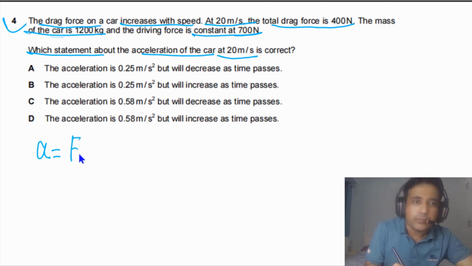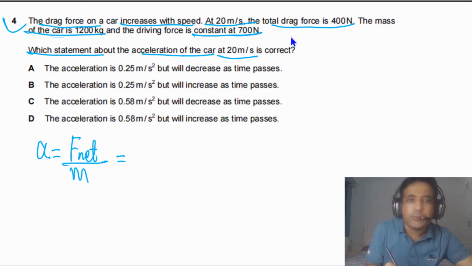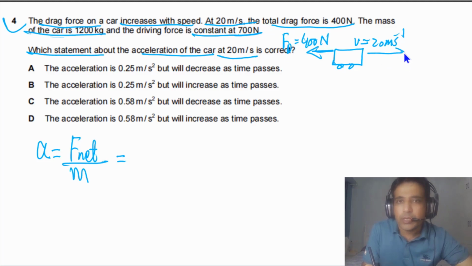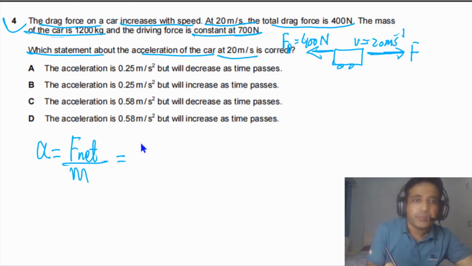Acceleration of the car will be equal to the net force divided by the mass of the car. Net force in this case we have when the car is moving at 20 meters per second. So the speed of the car is given, this is equal to 20 meters per second. The drag force on the car is given to us, that is equal to 400 newtons, we can say Ft. And the driving force on the car is given, we can simply say this one is F, driving force. And so F net simply is equal to the driving force minus the drag force, Ft, divided by m.